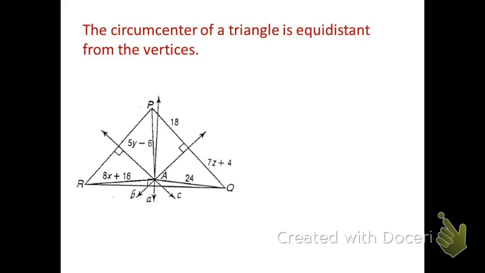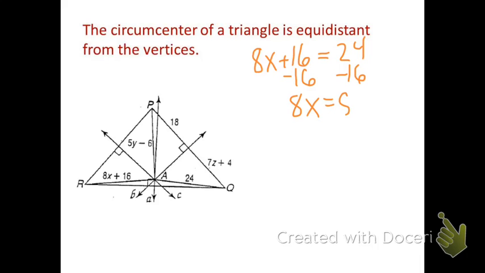Since we know 8x plus 16 is equal to 24, we can now solve for x by setting those two expressions equal to each other, subtracting 16 on both sides, and we get 8x is 8, and when we divide by 8, we get x is 1.